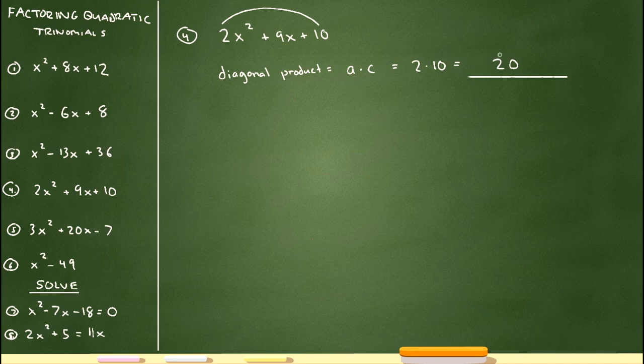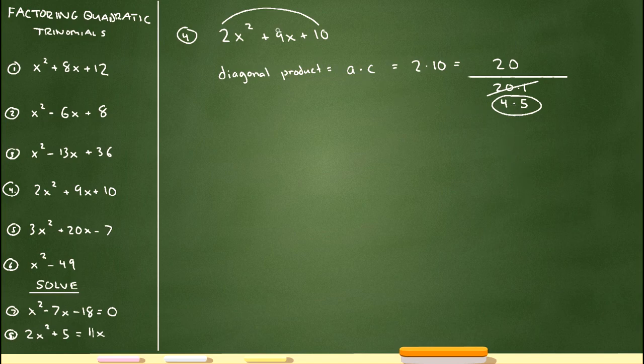So now we have our diagonal product as being 20. We want to find the factors of 20 that will sum to 9. So we have 20 and 1. That doesn't work. We have 4 times 5, and those will sum to 9. So I'm just going to go ahead and stop. You could keep going if you want, but once you find the factors you need, there's no need to keep going.